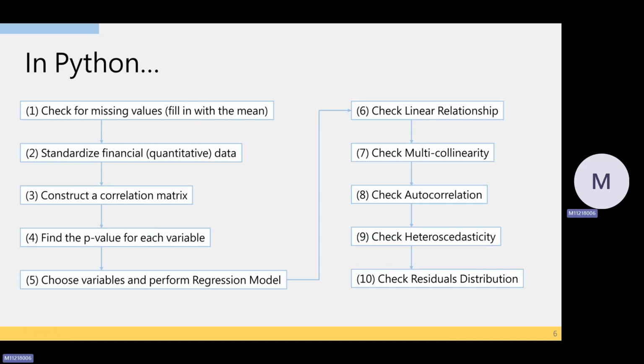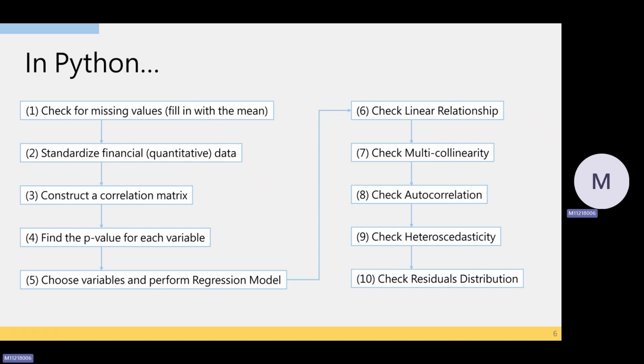So once the data is prepared, we proceed with the analysis using Python. And we have 10 steps. Step 1 is to check for missing values. We need to identify and fill missing values with the mean to maintain data integrity. This step prevents biases in the analysis. And step 2 is to convert financial data into a standard format, which helps in comparing different variables on a similar scale and improves the accuracy of the model.